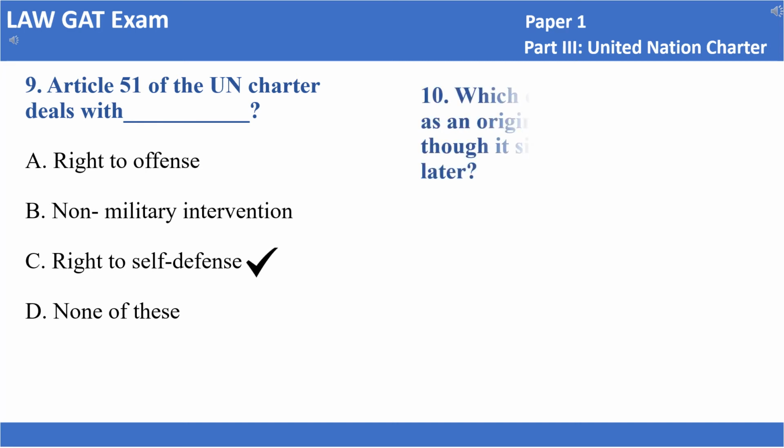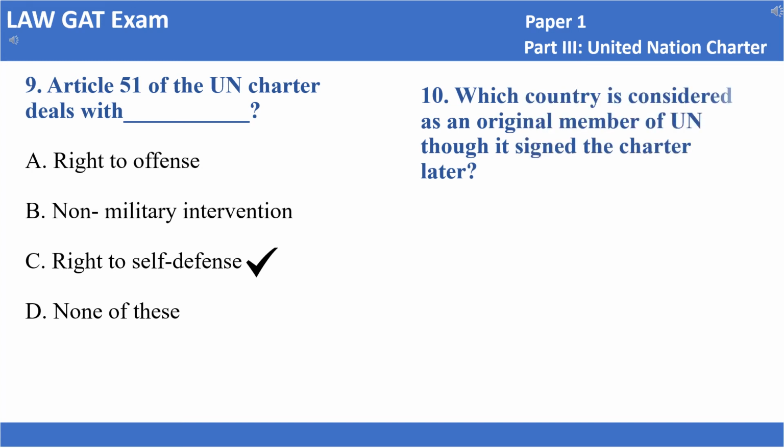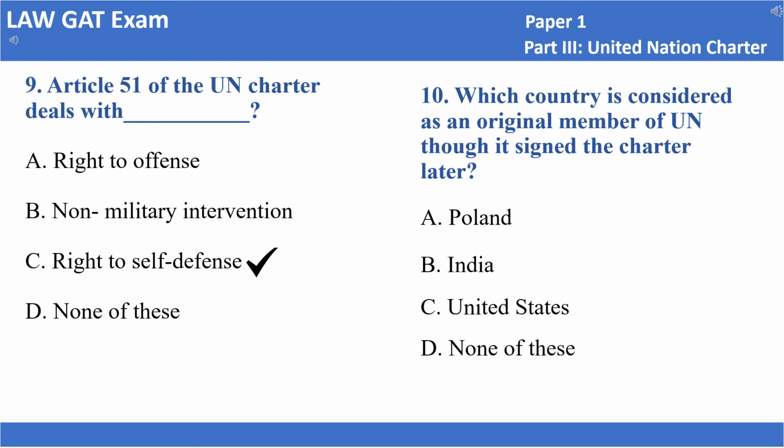Which country is considered as original member of UN though it signed the charter later? Is it option A Poland, option B India, option C United States, or option D none of these? The correct answer is Poland, option A.